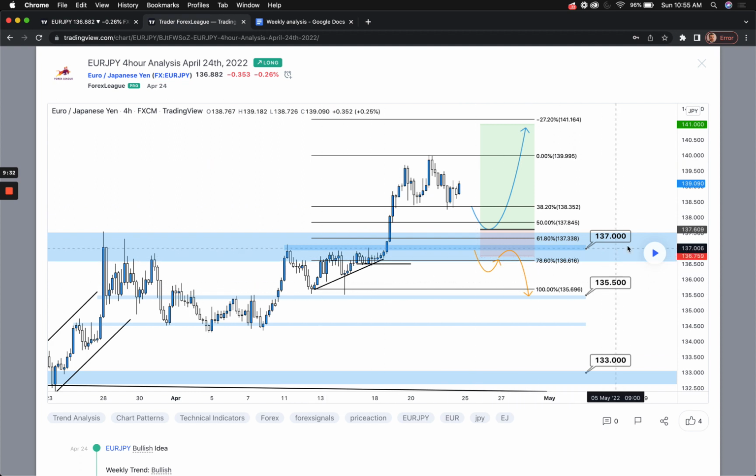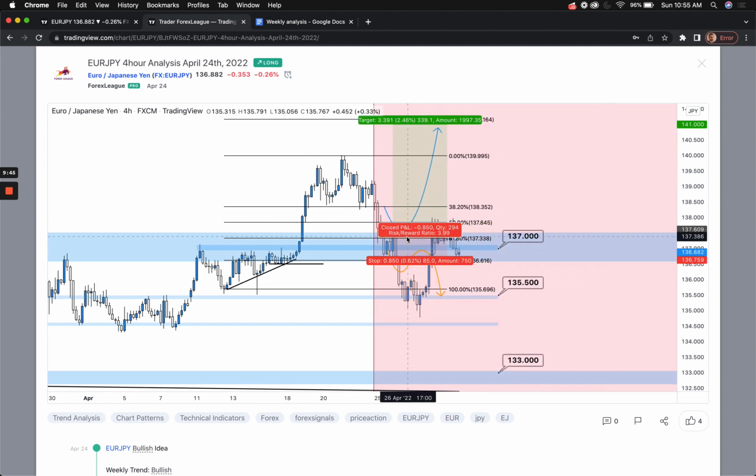But if we broke 137 with a lower high below, that would be enough for us to consider EJ more bearish. And then maybe we could start considering shorts if the risk reward and structure's all there. So let's see how this played out. Okay, this went with trade scenario 2 actually.